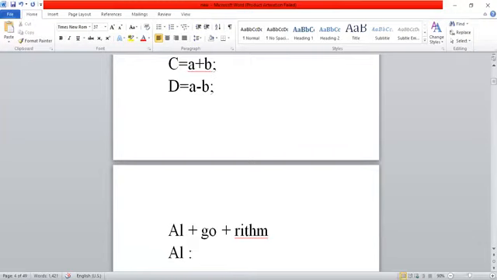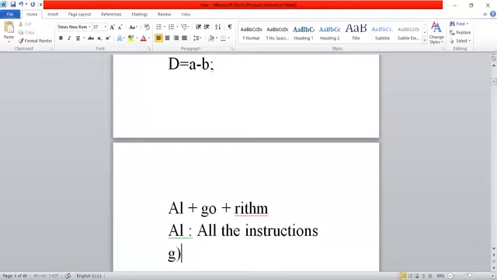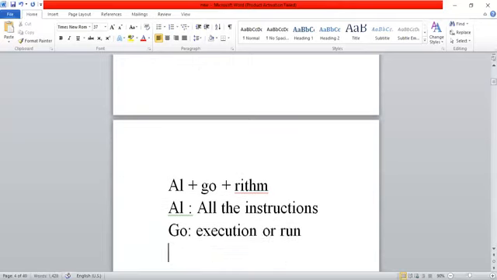What is all? Just to relate these words to the computer. All means all the instructions. What do you mean by go? What is go with respect to a computer? Go generally means running or execution. Go means either running or executing. What do you mean by rhythm? Rhythm, a well-known word. Rhythm means sequence. Is it clear?